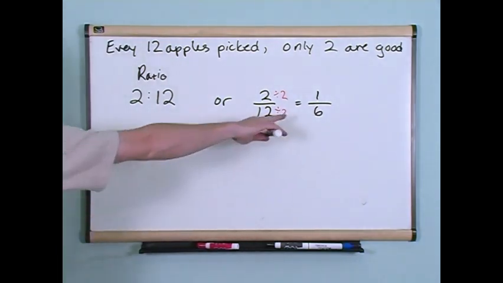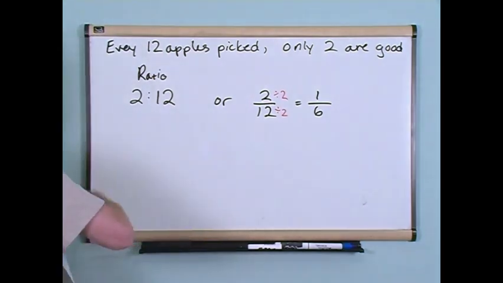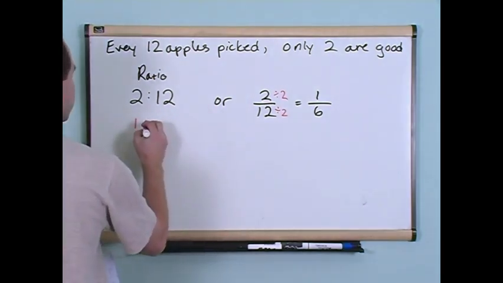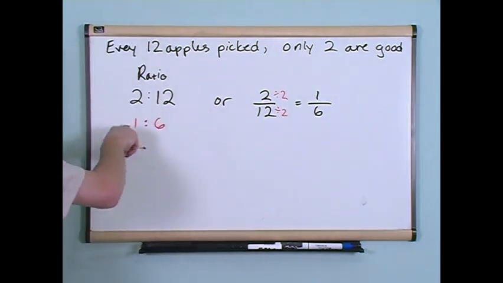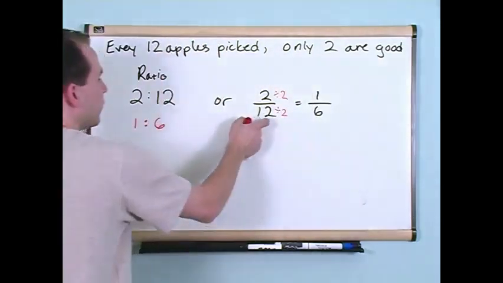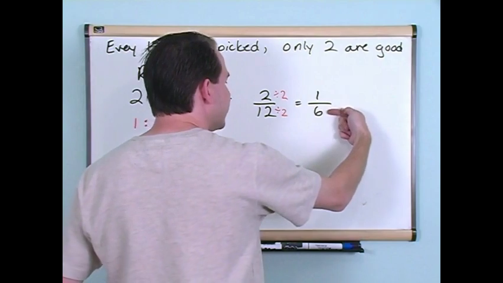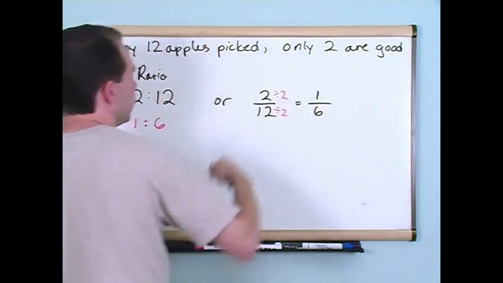And so because this is the simplified version here, you can do the same thing over here. So this can be 1 colon 6. Just the same thing. 2 divided by 2 is 1. 12 divided by 2 is 6. So I was given some information. I was able to write a ratio of good to bad down. And so this is the basic thing. For every 6 apples I pull out, 1 of them should be good.